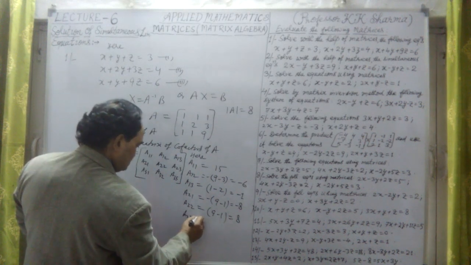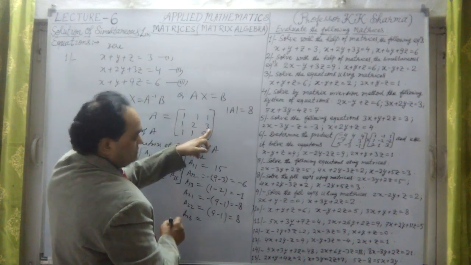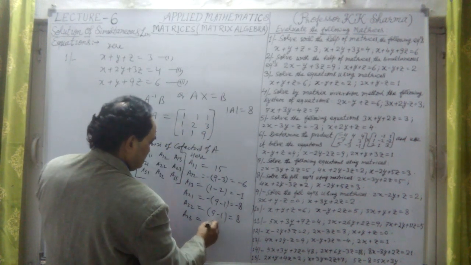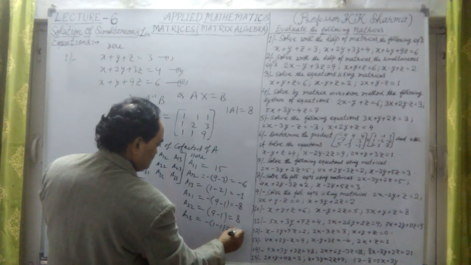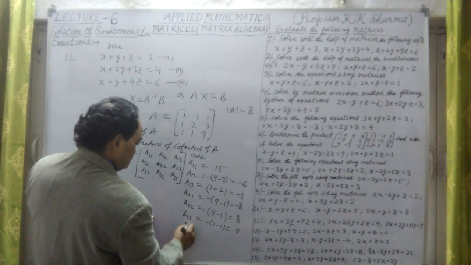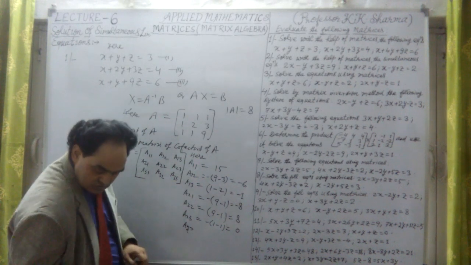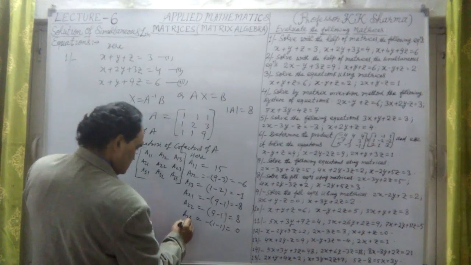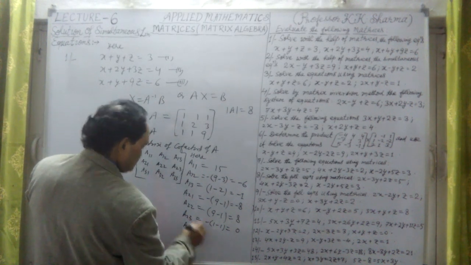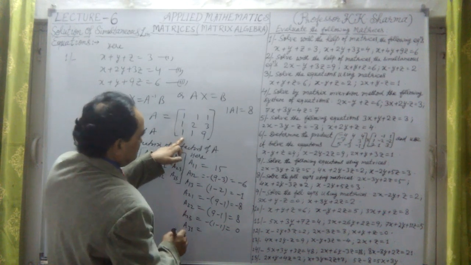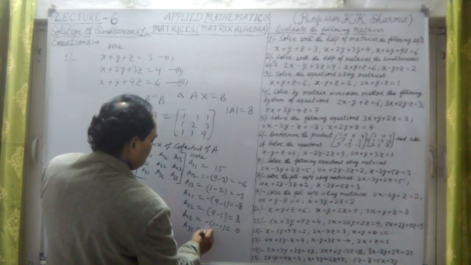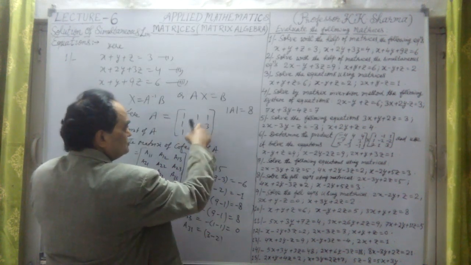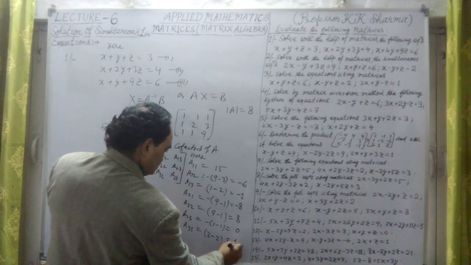Then A23, for 3. This is 1 minus 1, which is 0. There is nothing, 1 minus 1 is 0. Now A31, A31 means for 1. This is 3 times 1 is 3, this is positive, 3 minus 2 times 1 is equal to 1 positive.